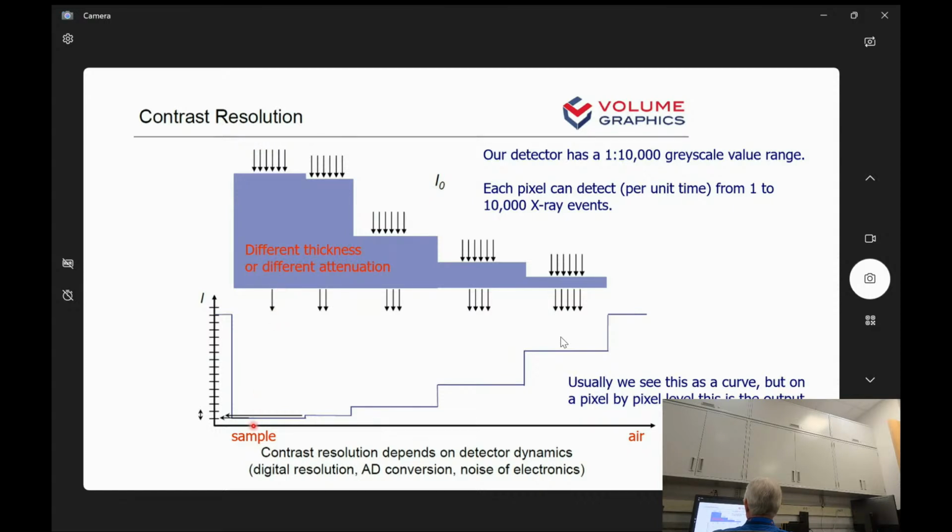Lower counts are going to be to the left-hand side of the histogram. Higher counts will be to the right-hand side. So we have air on the right side, sample on the left-hand side. We want to make sure that these numbers are high enough. So in the Zeiss, that's shooting for about 5,000 counts out of 65,000, so that we can be sure we're getting enough real signal through the detector from the source. What step size resolution we can get here really depends on the detector dynamics. That can be the digital resolution, the analog to digital conversion, and the overall noise of the electronics.